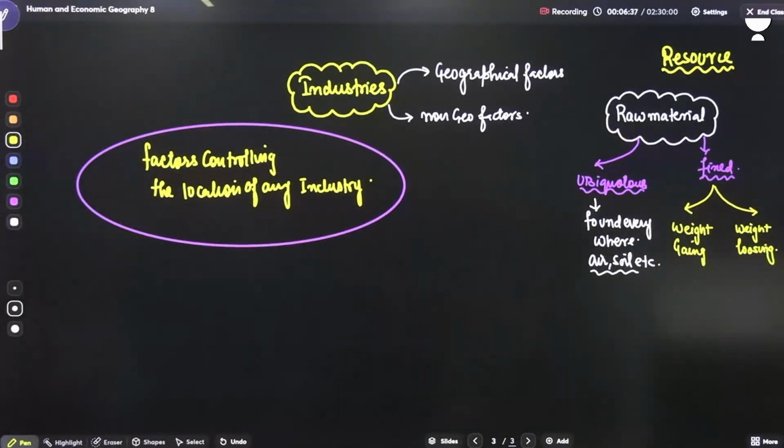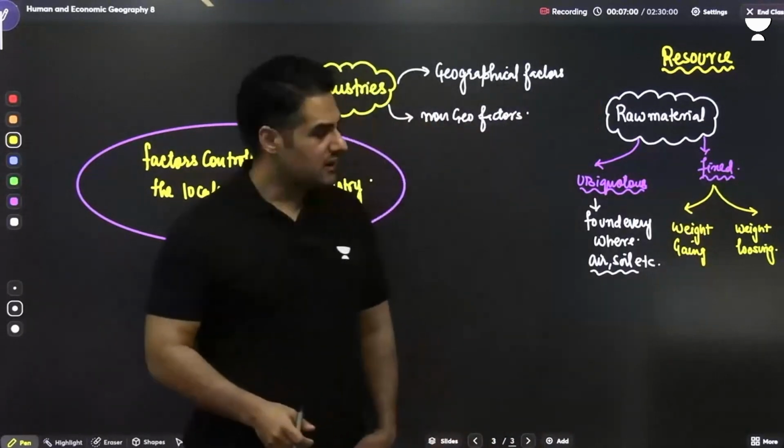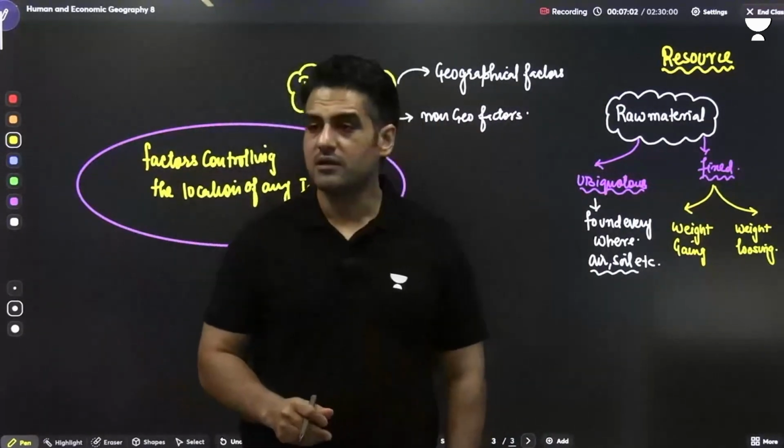You don't have to discuss that. I'm just giving you a small view of that theory. Don't start googling this theory, it will land you in a very detailed part. That is not required for you in GS. I'm just giving an overview of that theory which we can use in studying the raw material. So this raw material is found everywhere, but what is this type of raw material? Fixed. Now it is weight gaining or weight losing.